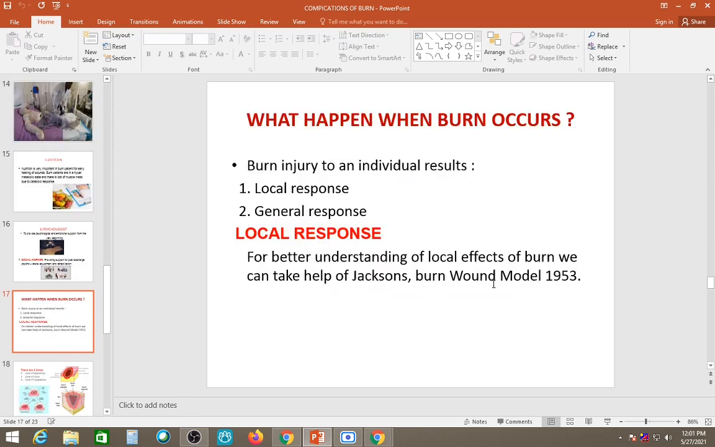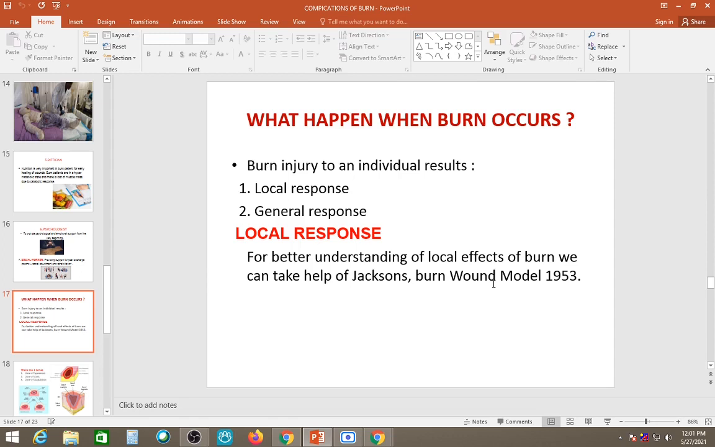What happened when burn occurs? We all discuss, okay, what all are the complications, then what are the physiological changes, and how the skin takes a role in our body. What exactly happens when the burn occurs in our body, when it's exposed in those situations.